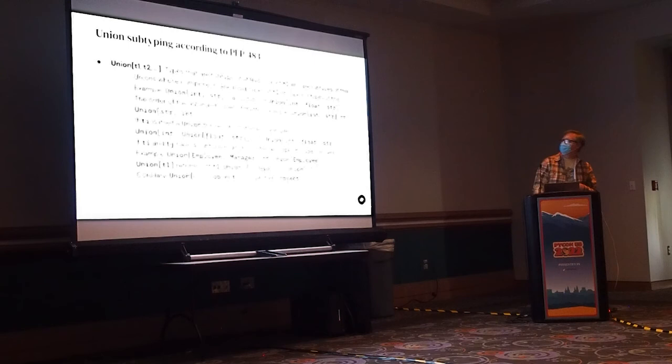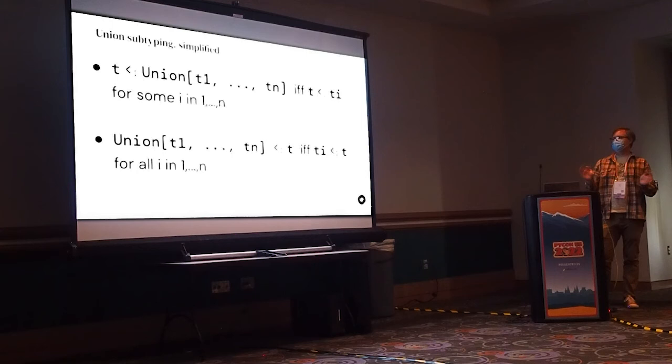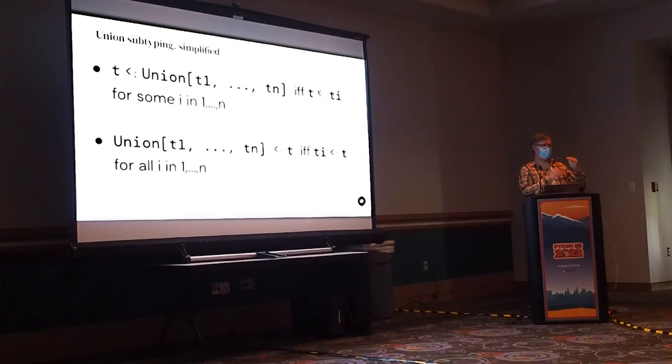PEP 483 does have some rules for subtyping of unions, and I put them on the slide just to show that it's kind of dense. But I'm going to give an alternative definition of subtyping for unions. This is pretty standard: there are two rules. The first one tells us what it means for something to be a subtype of a union. A type is a subtype of a union if it is a subtype of at least one of the components of the union. And the second rule, so-called union on the left, tells us what it means for a union to be a subtype of a type. That is if all of the components of the union are a subtype of that type. So in the PEP 483 definition of subtyping for unions, a lot of those points were actually consequences of this simpler definition, which I claim is equivalent. So we'll use this one.